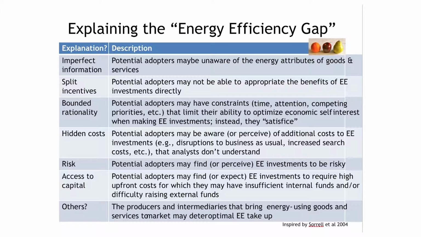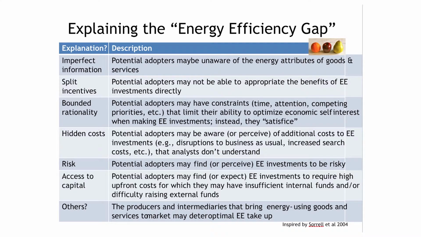Split incentives. This is where potential adopters of a technology may not be able to appropriate the benefits of energy efficiency investments directly. In this case, think about a landlord and a tenant. That's the easiest way to think about this one. The landlord may be putting in all the appliances in the apartments, right? But the tenant is the one paying the electricity bill. So there's a distinction if you think that there is a higher cost to the energy efficient product. The CapEx versus the OpEx is something to think about here.